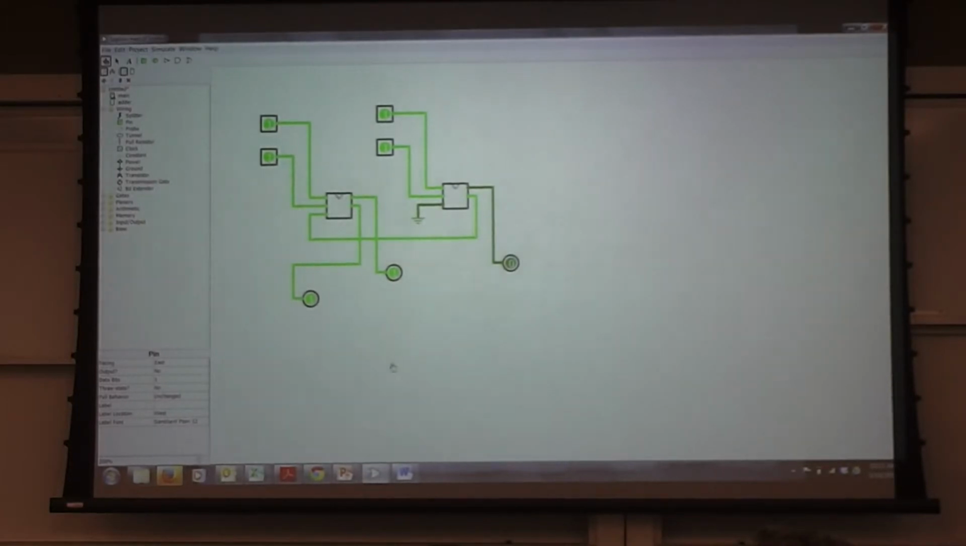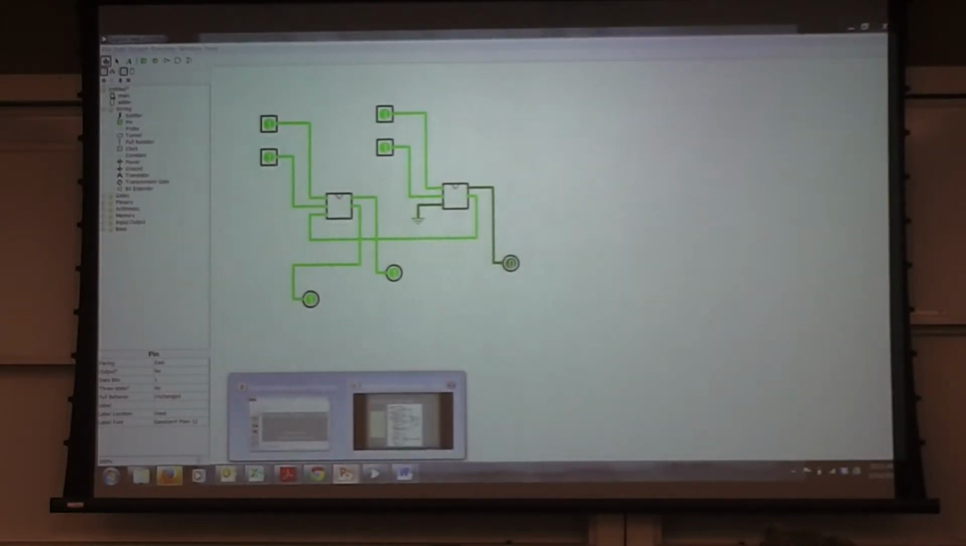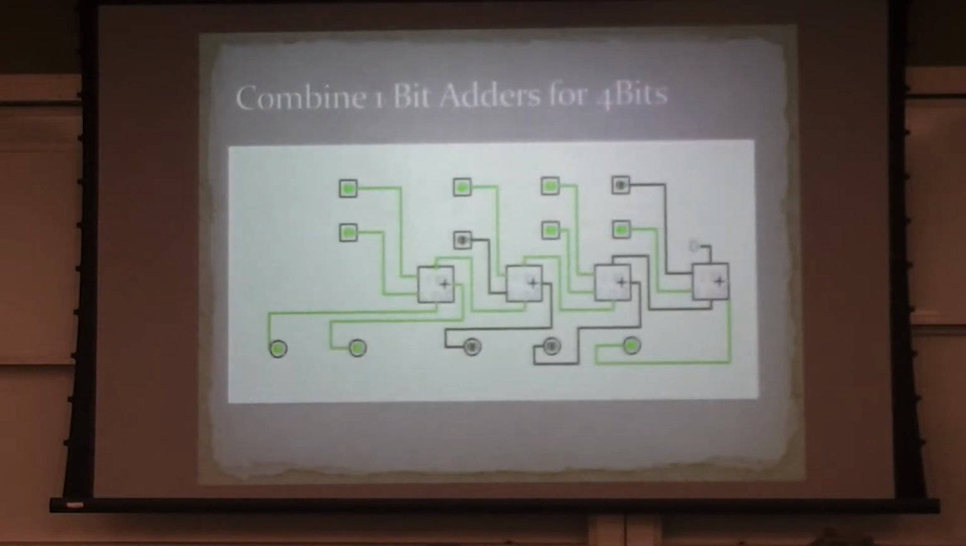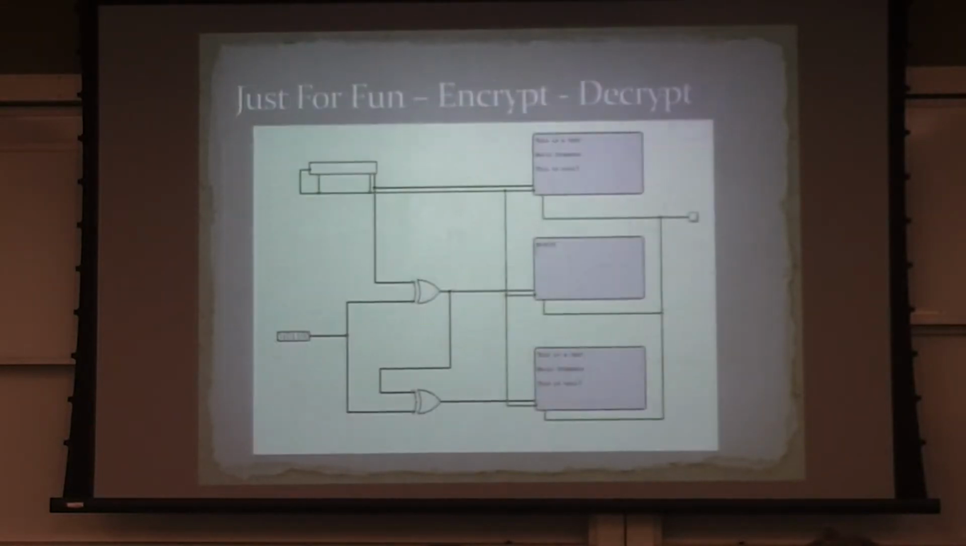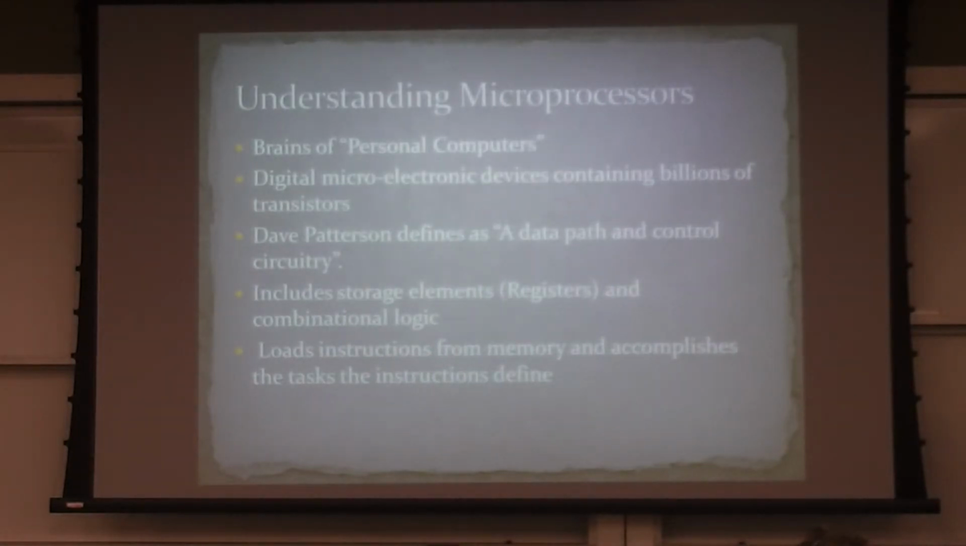Let's go back over here to this PowerPoint presentation and we'll try to get through this a little bit more. Okay, so we can build circuits. We can combine them to make 4, 8, 16 bits. Here's a little how we can build an encryption with exclusive ORs, but we won't spend time on that. Anyway, what we really want to try to get to are microprocessors. We want to understand the microprocessor.